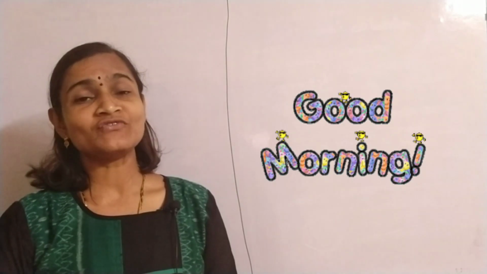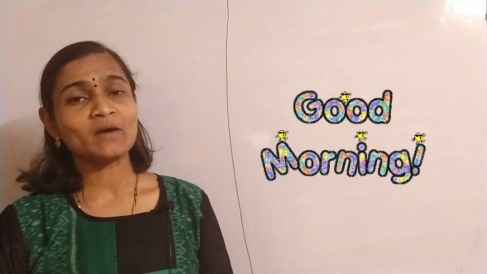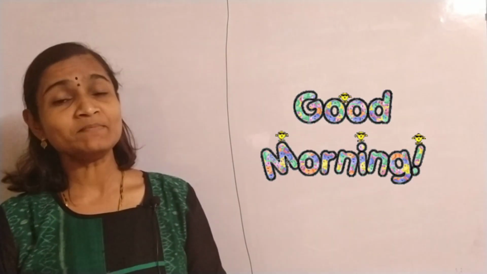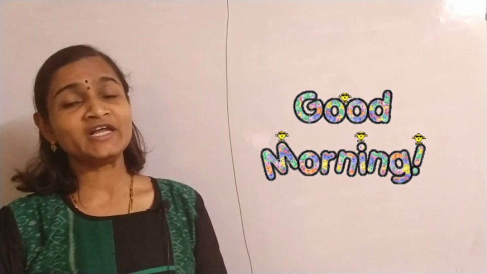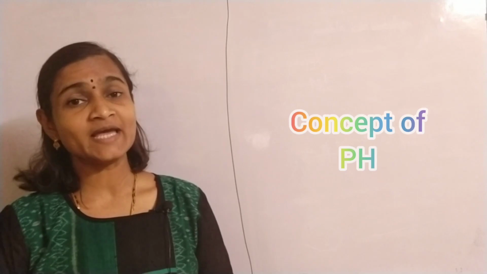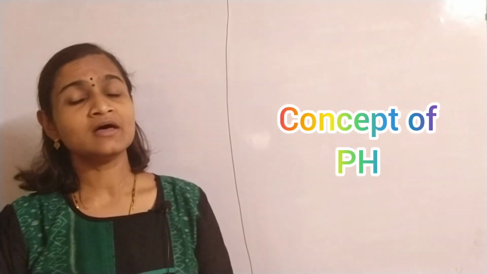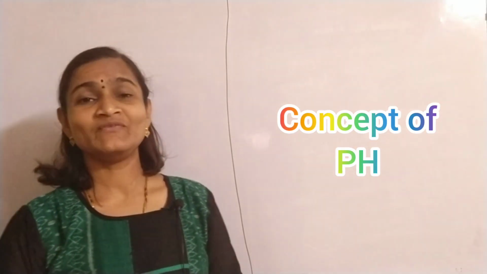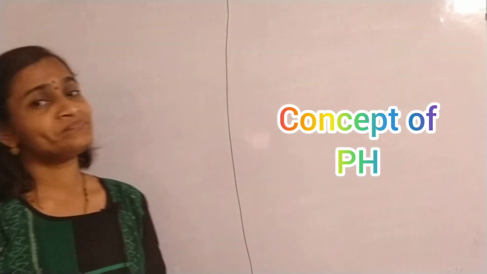In the first part of acids, bases and salts, we have learnt about chemical properties and physical properties of acids and bases. In the second part of this video, we are going to learn about the concept of pH, and about different types of salts that are obtained from common salt. So without any delay, let us move on to the video.